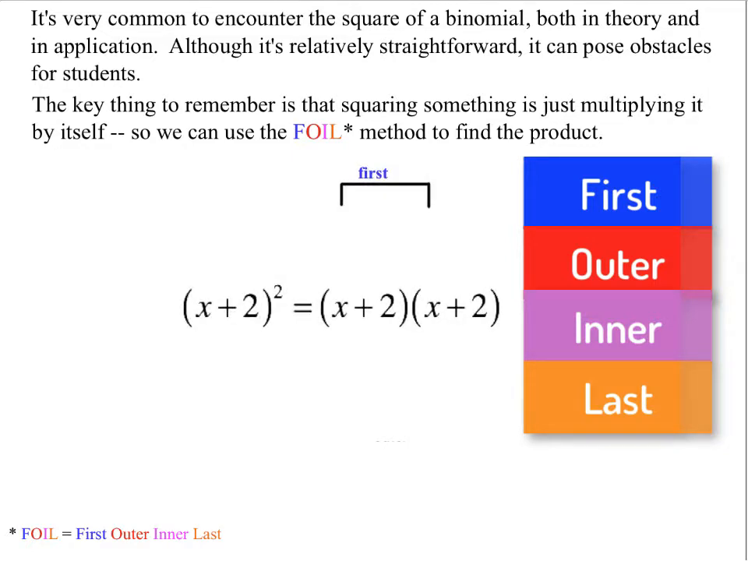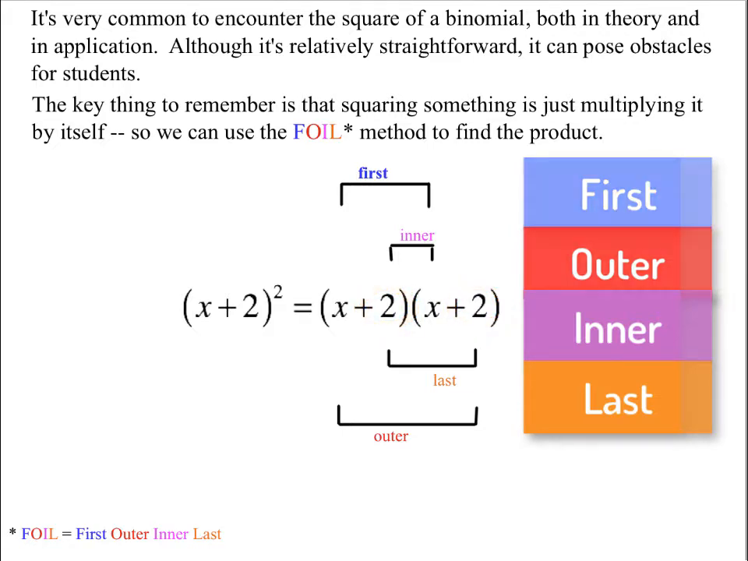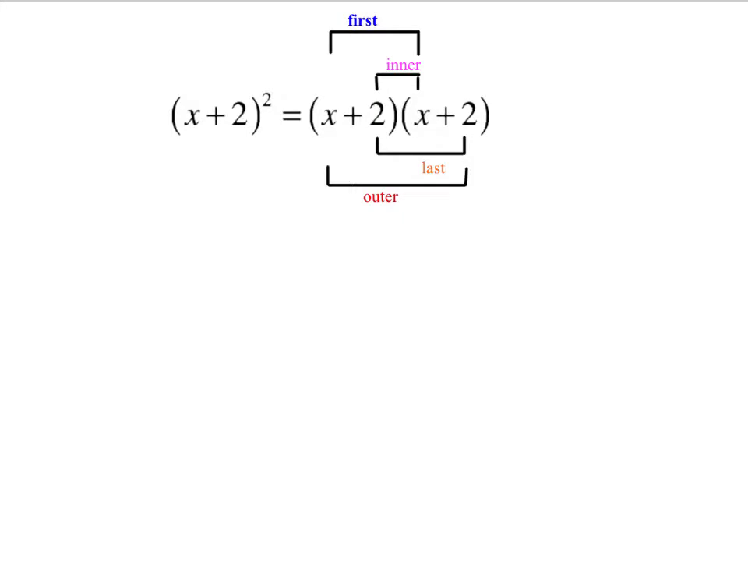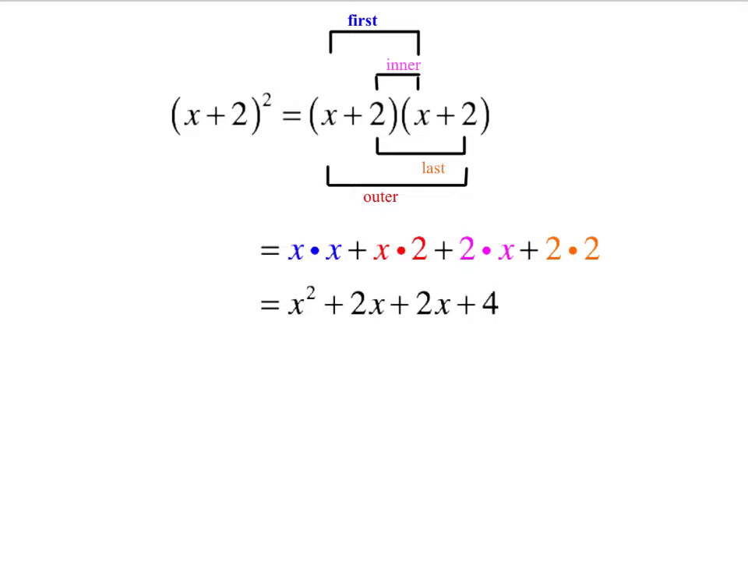The first factor in each parentheses is x. The outer factor is x in the first parentheses and 2 in the second. The inner factor is 2 in the first parentheses and x in the second. And the last factor is 2 in each parentheses. Writing these out, we have x times x plus x times 2 plus 2 times x plus 2 times 2, which we can multiply out as x squared plus 2x plus 2x plus 4, and then simplify to being x squared plus 4x plus 4.